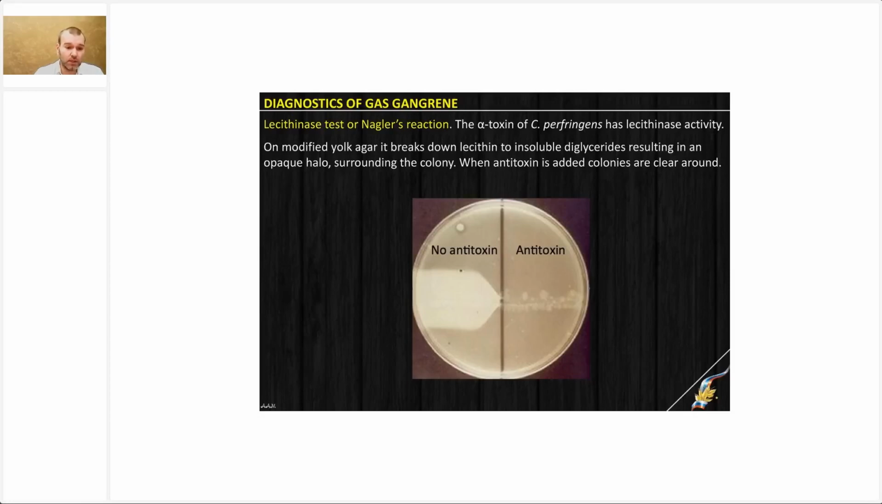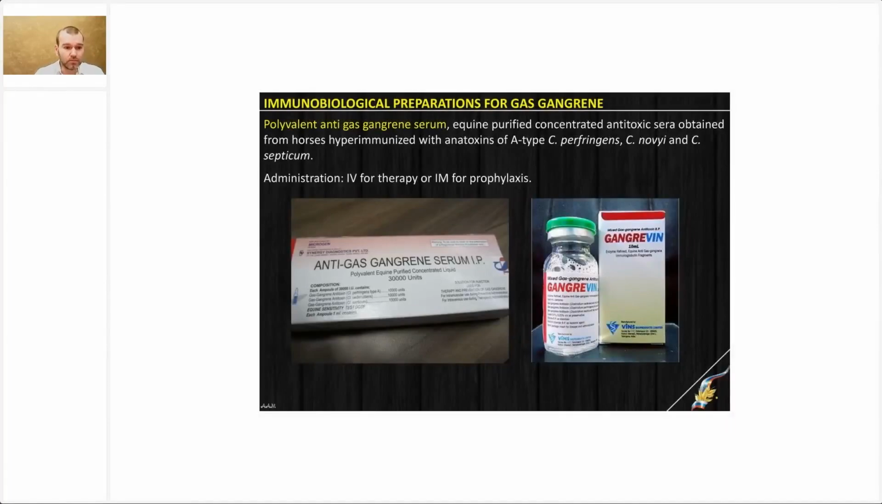It looks like a white strip in the left part of the slide, and in the right part of the petri dish, where antitoxin was added, that antitoxin, of course, will neutralize the effect of the toxin, and lecithin will not be affected. You will see separate colonies without any changes around. So if inactivation of the toxin occurred, it means that it is Clostridium perfringens. If as the result of the test you have both parts of the petri dish containing an opaque zone, or neither of them, then it's not Clostridium perfringens, it's some other bacteria you need to identify in more detail.